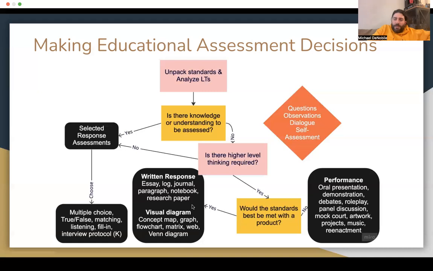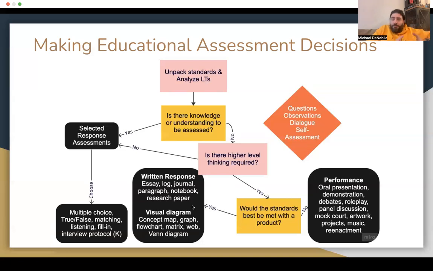Now, typically speaking, teachers default to products because products are concrete in terms of they're easy to put into portfolios, they're easy to manipulate in terms of did the student get it or not?